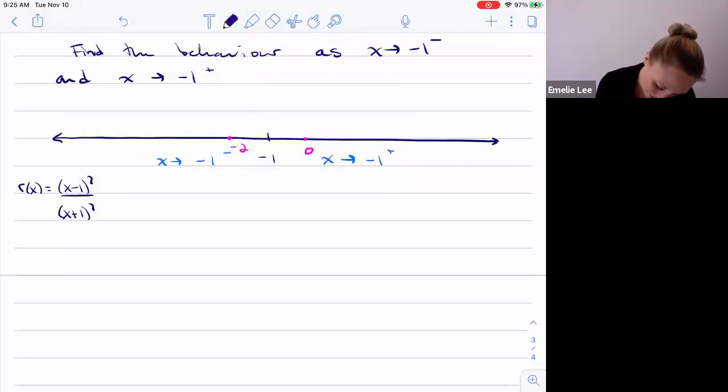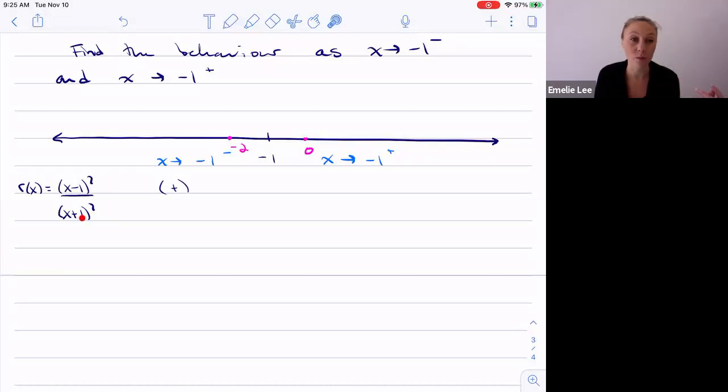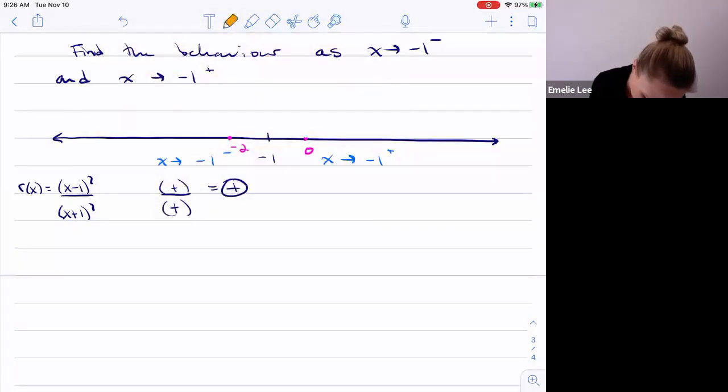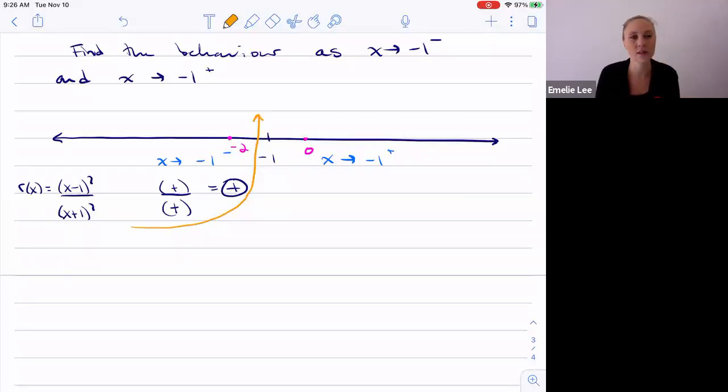And so let's pretend we put in negative 2. Negative 2 minus 1 puts me at negative 3. But then when I square it, I get a positive value, right? In fact, whenever I square anything, I'm going to get a positive value. And so it's a positive over a positive, which makes a positive overall. What that tells me about the behavior as I'm approaching -1 from the left is that I'm shooting up to positive infinity, right? So what this thing looks like is we might have something like this, right?